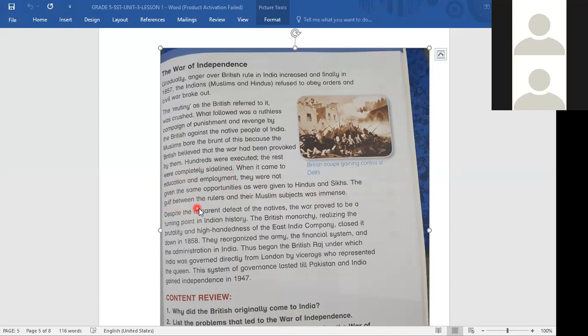The gulf between the Rulers and the Muslim subjects was immense. Very good. Okay, Vania. Thank you so much. Your reading was perfect. There were small 2 to 3 mistakes, like the words campaign, sideline, and unemployment. But only 2 to 3 words. You had a little bit of confusion, but very good. You tried very, very well.